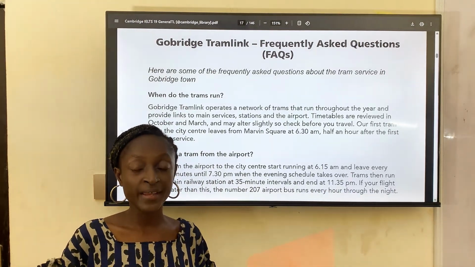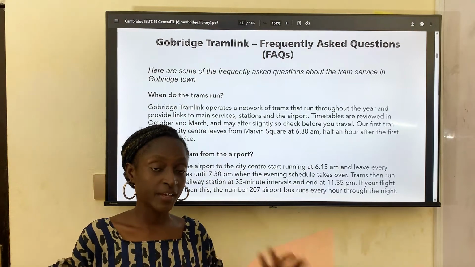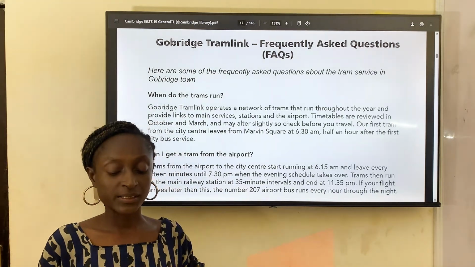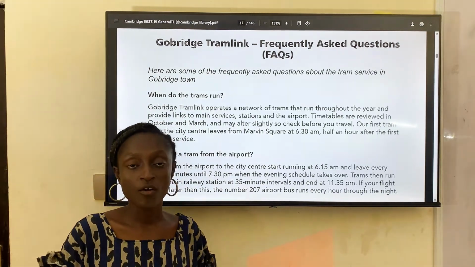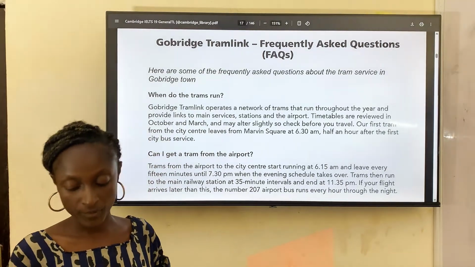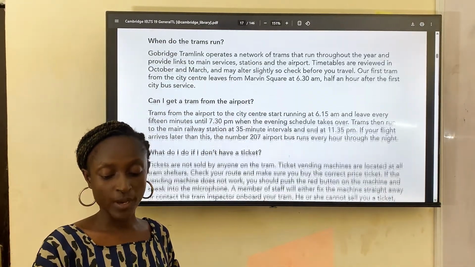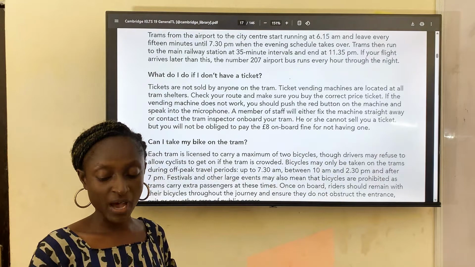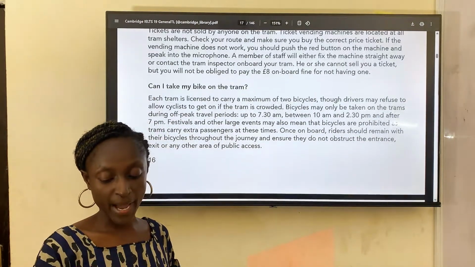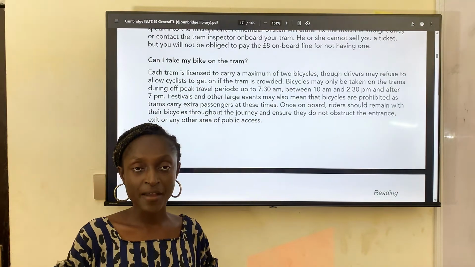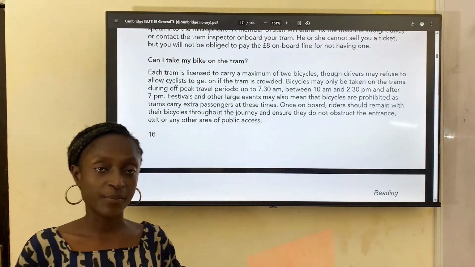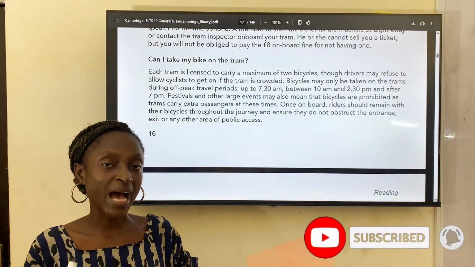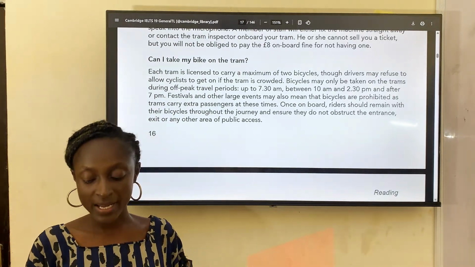Okay, now let's look at an example of the true, false, not given question type, which is also known as identifying information. So here is an example. The title of the passage says, Go Bridge Tramp Link, frequently asked questions. Then we have: when do the trams run? Can I get a tram from the airport? What do I do if I don't have a ticket? Can I take my bike on the tram? Now you will notice that I read the subheadings. This is very important because when we are looking out for our answer, this is what will guide us to the actual answer. So now let's go down to the question.